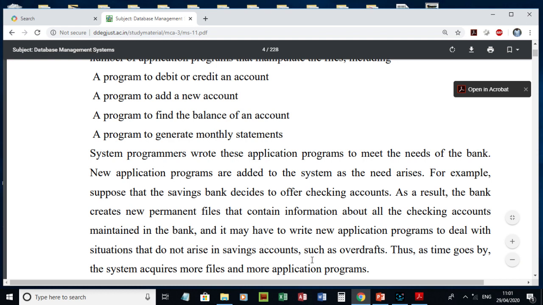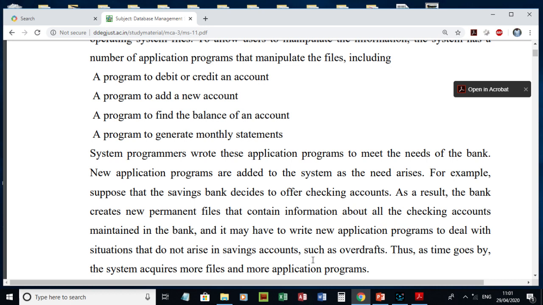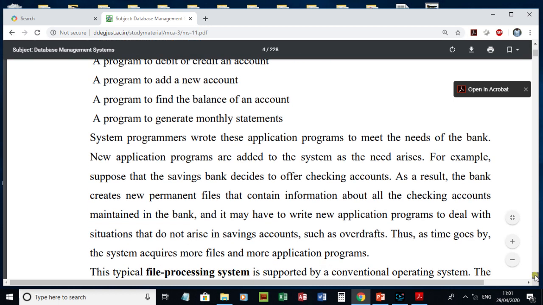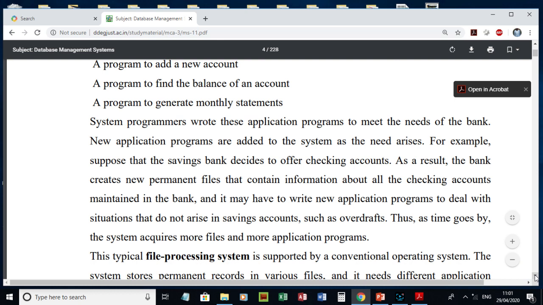It may have to write a new application program to deal with situations that do not arise in the savings account, such as overdrafts. Checking accounts have overdraft room. Savings accounts, nobody will allow you to actually overdraw your account. As time goes by, the system requires more files and more application programs.